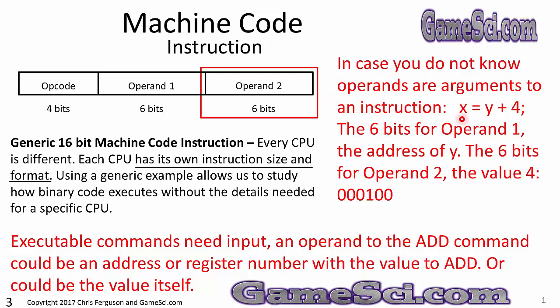Look at this line of code. X equals y plus 4. The 6 bits in operand 1 may be the address of y. The 6 bits for operand 2 may be the value of 4, 000100. The operands are the values needed to perform the operation. Binary addition needs 2 operands, a left operand and a right operand. That's what would go in these two portions of the instruction. Executable commands need input. An operand to the add command could be the address or register number with the value to add, or it could be the value itself.